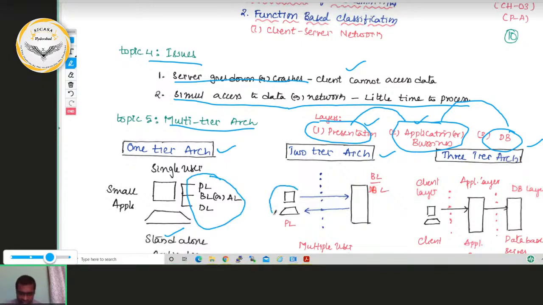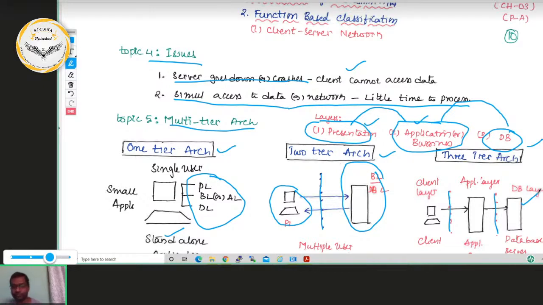What do you mean by two-tier architecture? If the presentation layer is at the client side and the database layer is at the server side, then that type of architecture, where you have a clear separation between the presentation layer and the database layer, is called a two-tier architecture. What do you mean by three-tier architecture? In three-tier architecture, the presentation layer will be at the client side, the business layer will be on the application server, and the database will be on the database server. This is called three-tier architecture. So these are the three tiers in multi-tier architecture.